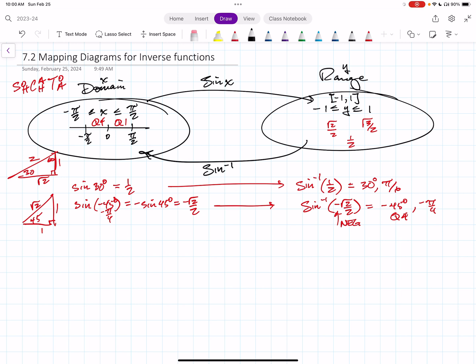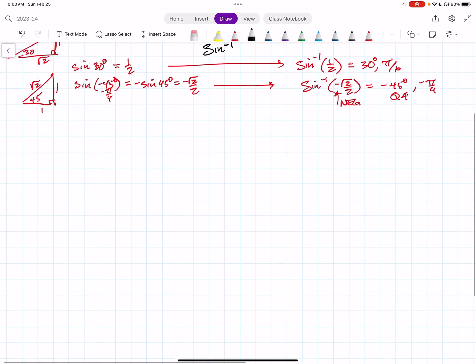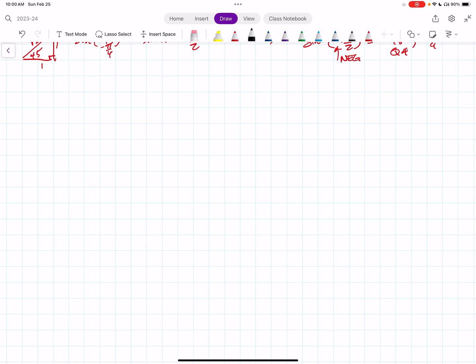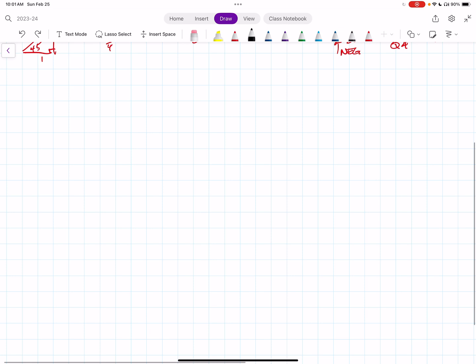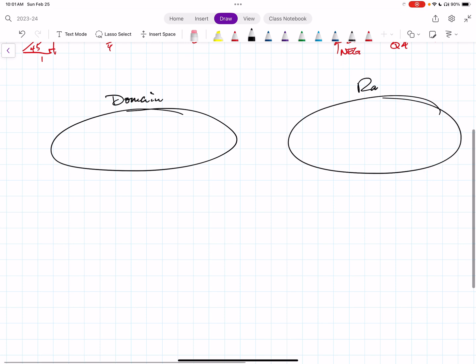All right, now let's take a look at the tangent function. Let's take a look at all three functions here. Let's say this is the domain of tangent, and we've got the range over here. And let's take a look at the tangent function, tangent of x. So you take a number, an angle, this is the input. Send it through the tangent function.